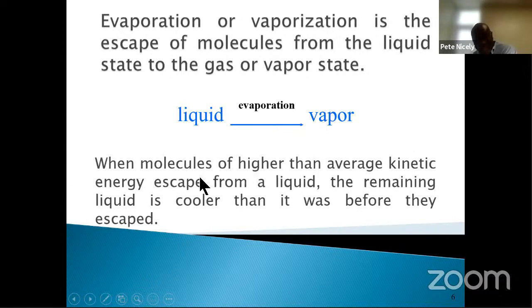And what happens when you have molecules escaping? It's always the molecules of higher than average kinetic energy that will escape from a liquid. So when those molecules escape, then the remaining liquid would have molecules with lower kinetic energy, and as a result, the liquid will be cooler compared to what it was before the higher kinetic energy molecules escaped. So that's basically why when you have a liquid evaporating, it exhibits a cooling effect on anything it is in contact with.